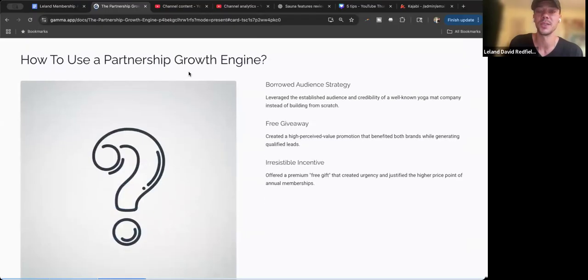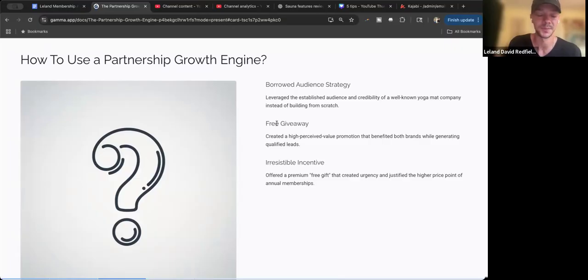How to use a partner growth engine in your business. So really, what is it? It's a borrowed audience strategy. Again, one of the things we say is that you don't ever create traffic. You tap into traffic that already exists. Some people already have your core audience. You just need to find them and figure out ways to create partnerships that align.